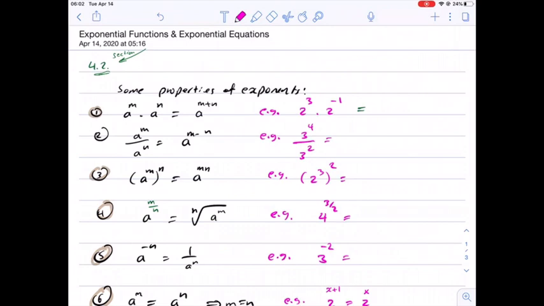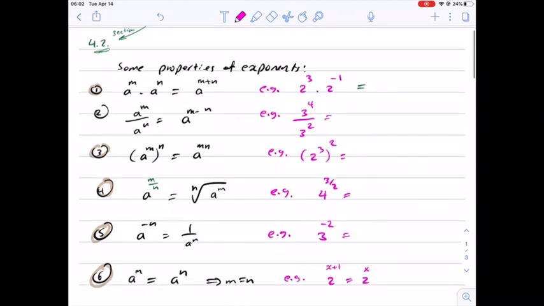Exponential functions and exponential equations. Before introducing exponential functions and exponential equations, let's start with some properties of exponents.